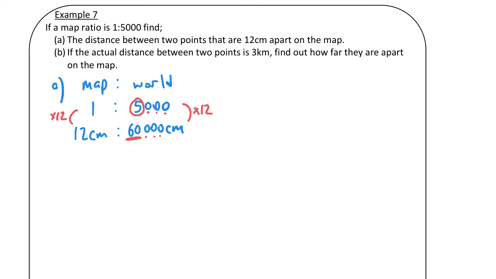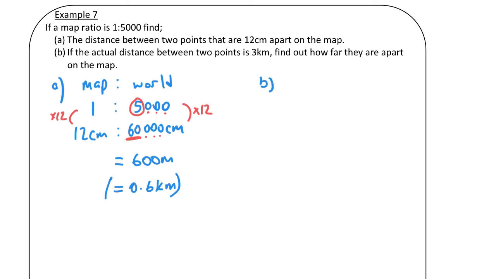60,000 centimetres though is the real distance, but it doesn't really make sense to me anyway. So if we divide it by 100, that would change it into metres. So that's 600 metres, which is a bit more reasonable. You could, if you wanted, change it into kilometres, and it would be 0.6 kilometres. And either 600 metres or 0.6 kilometres is a lot more reasonable, and you can picture that better than you could 60,000 centimetres.